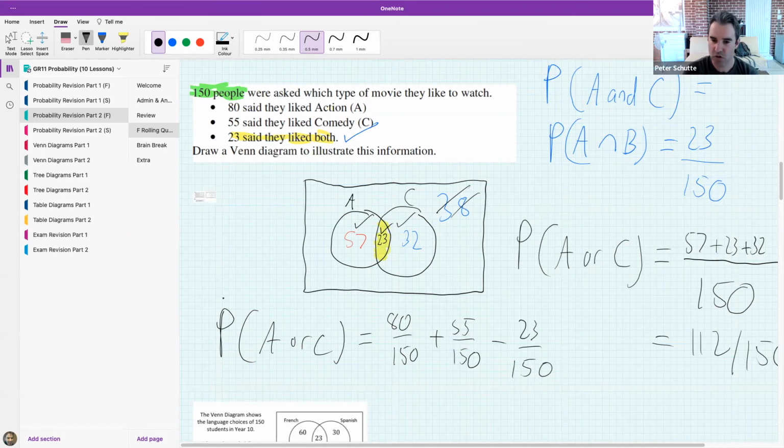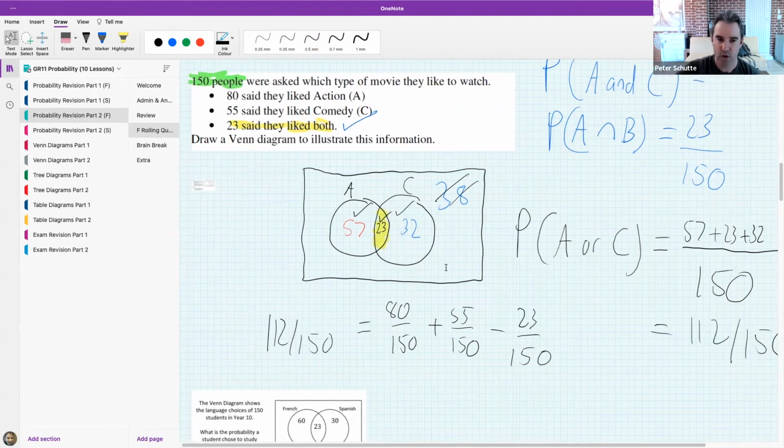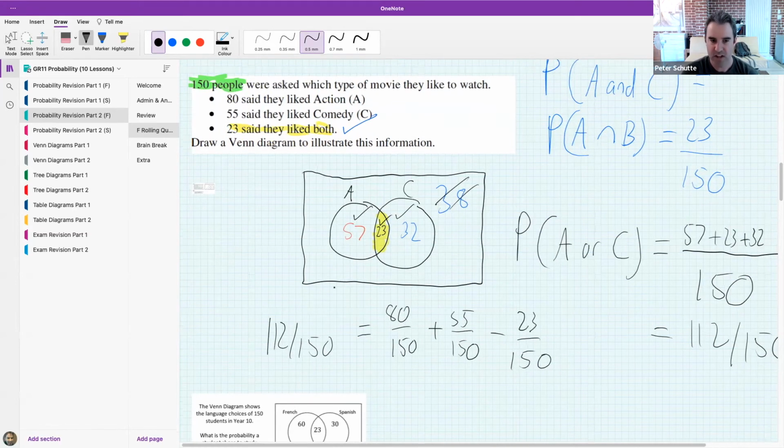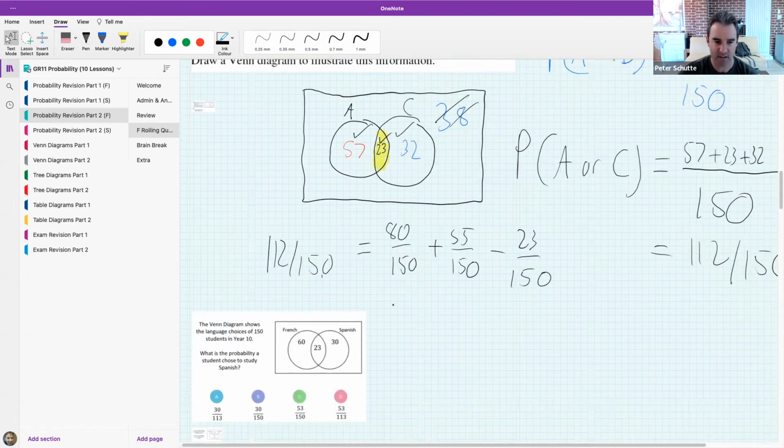So just to show you that the formula from earlier in the lesson does actually work in the context of a real world situation, a real question. I know it's still a little bit weird. The probability of A or C is equal to the probability of A plus the probability of C minus the probability of A and C. I just wanted to show you that, but we'll come back to that in later lessons.